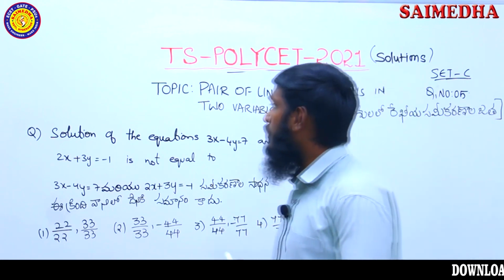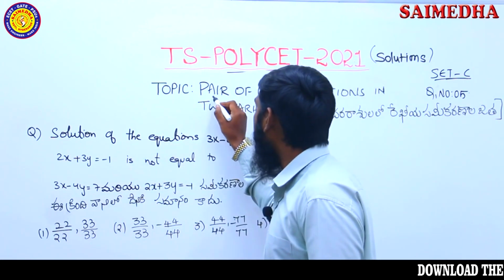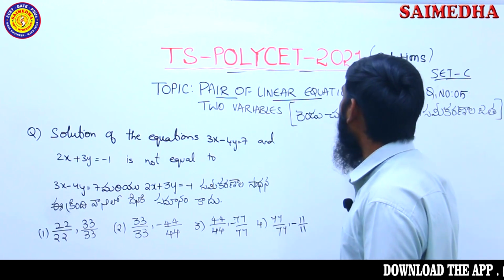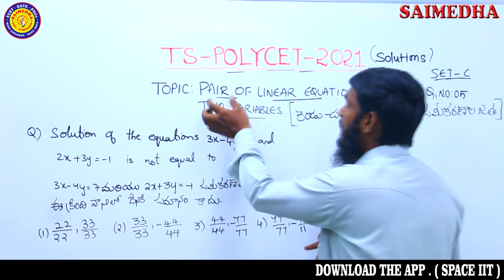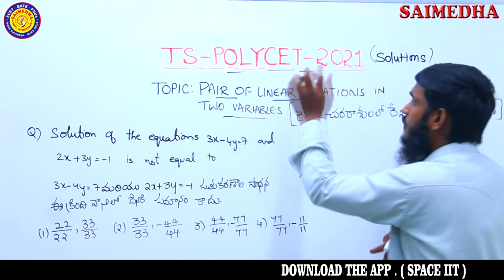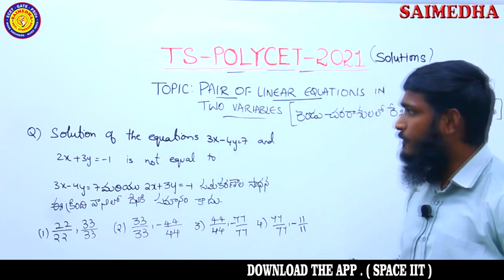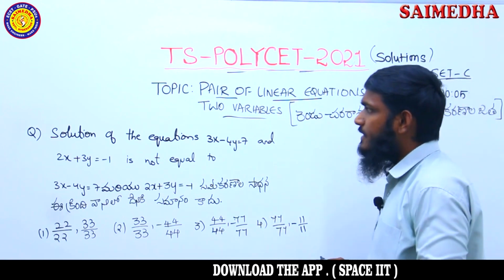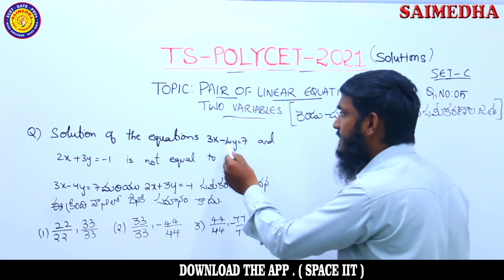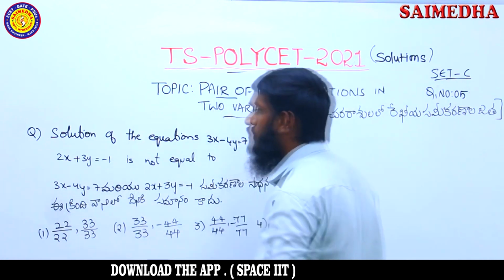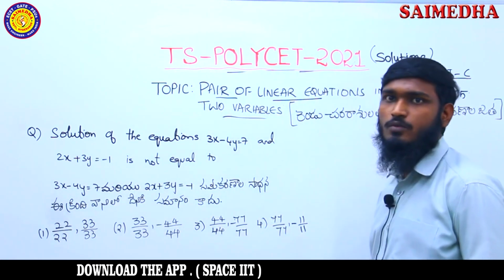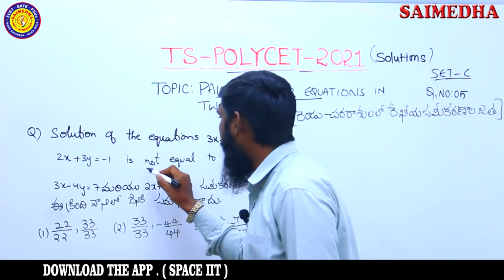Let us see now the different questions which I have asked from the topic pair of linear equations in two variables. Now we are discussing the questions from this topic. So what's the first question from this topic? It is given that the solution of the equations 3x minus 4y is equals to 7 and 2x plus 3y is equals to minus 1 is not equal to, we have to find this one.